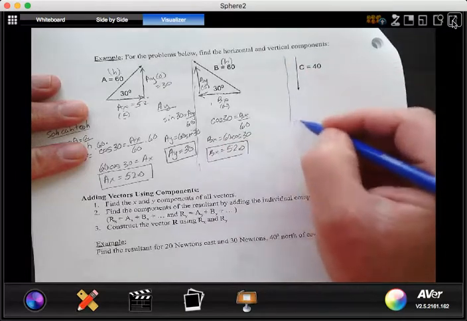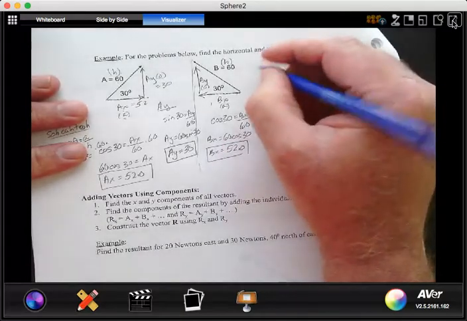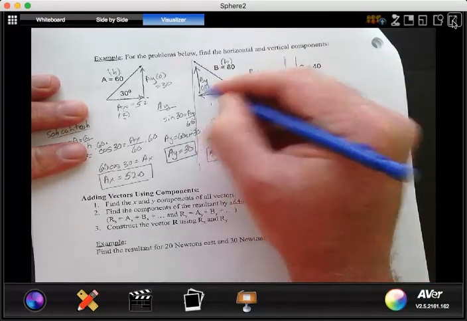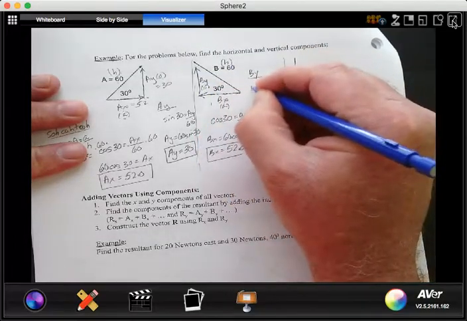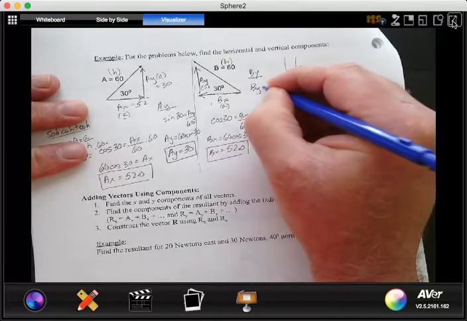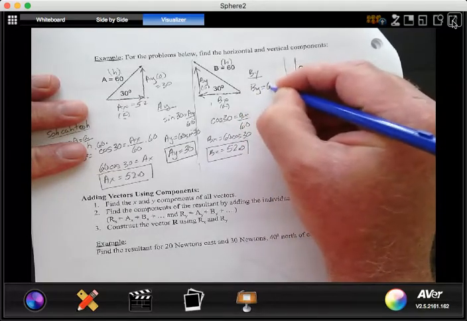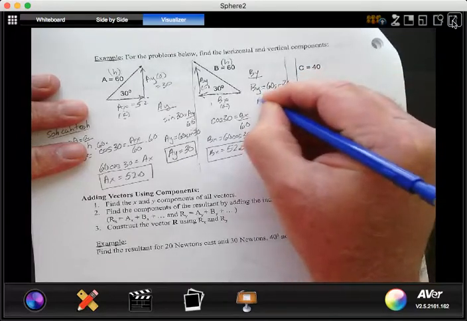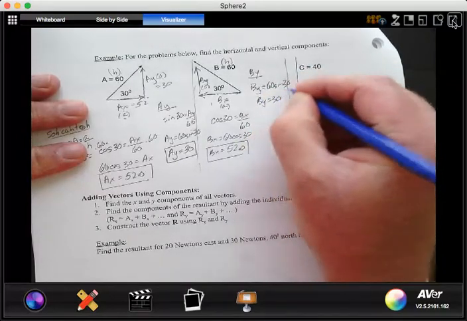All right, I'm going to need some space for this here. All right, BY, it's the opposite side, and I have the hypotenuse. I'm going to skip all the way to here, and you can do this as well if it's working for you. This is going to be 60 sine 30. So BY is 30.